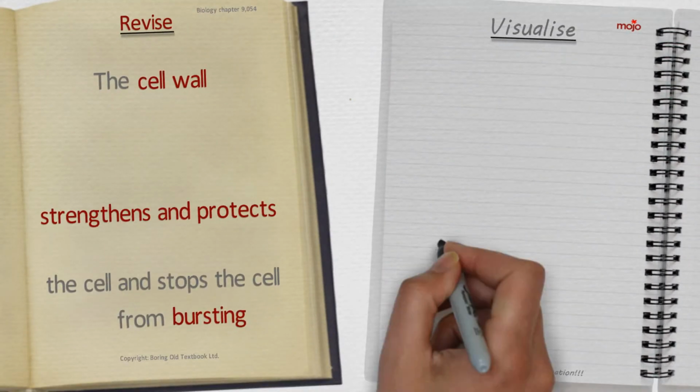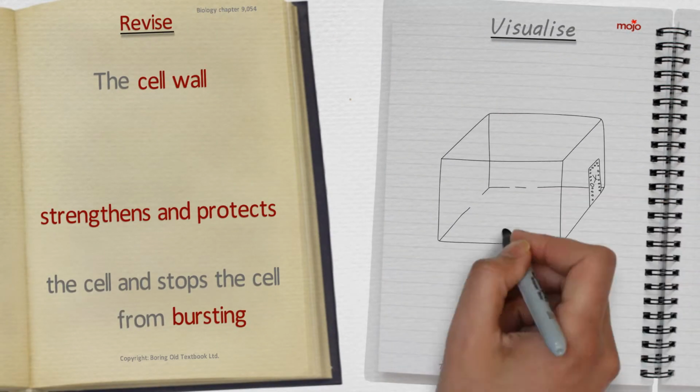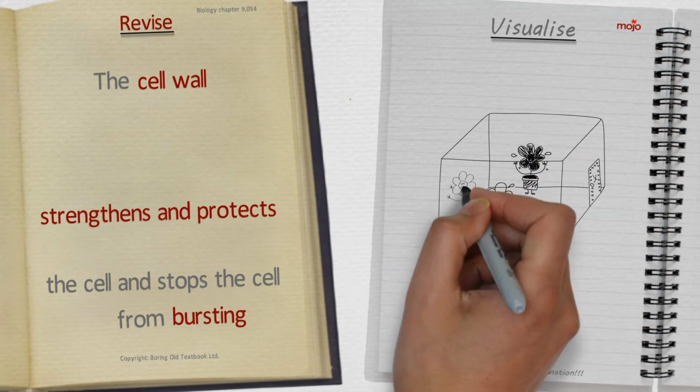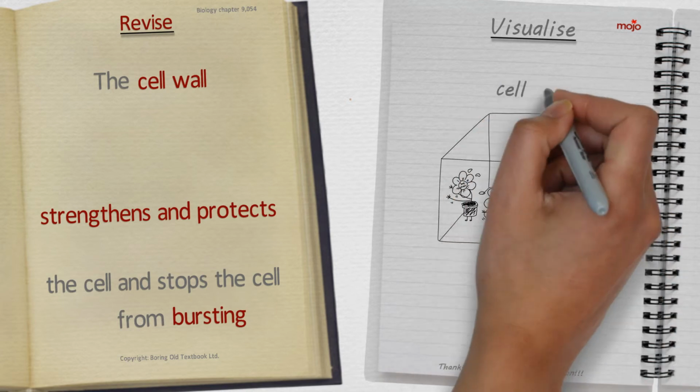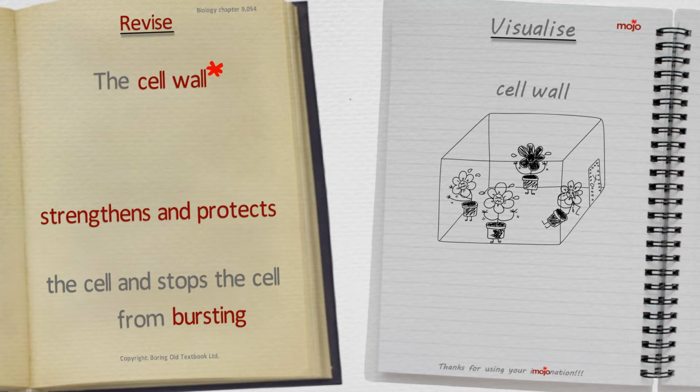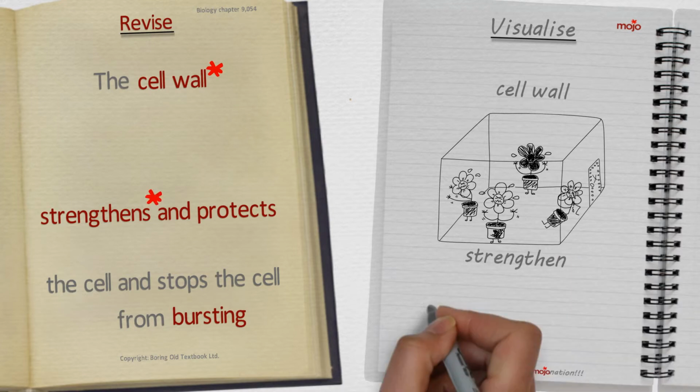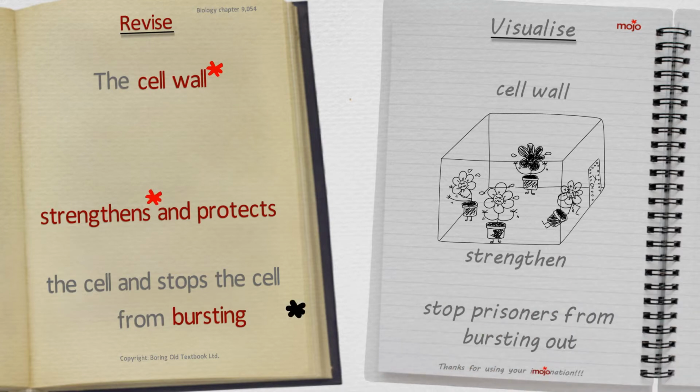Finally, it's worth remembering that this is a prison, and they want to keep you locked up. So the plant version of this prison has a cell wall around it. It's to strengthen the cell and stop you and the other prisoners from bursting out.